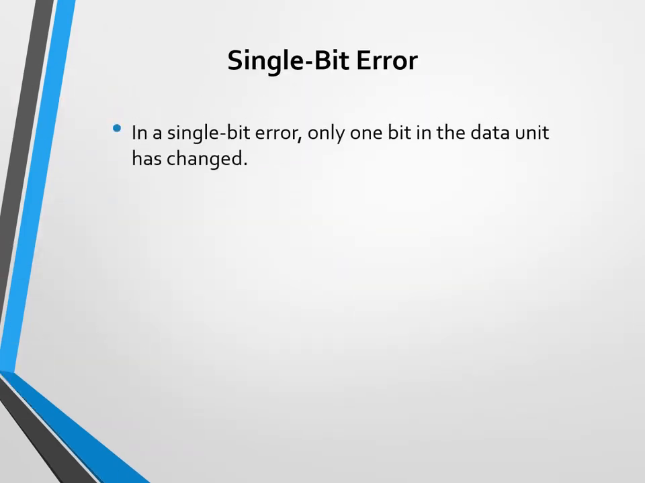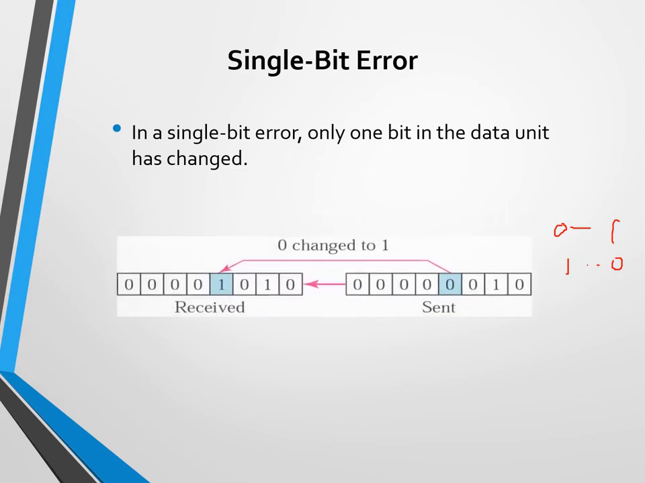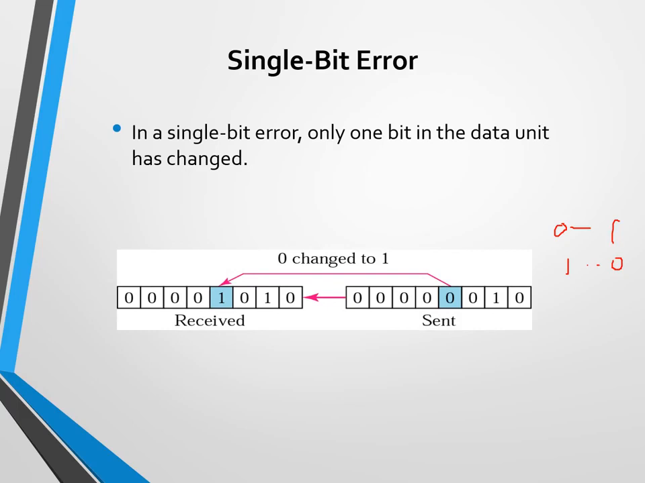Students, what kind of error is a single bit error? A zero is changed to one. Only a single bit error occurred. Zero is changed to one and one is changed to zero. Only one bit in the data unit has been changed. Here, only a zero can become one and a one can become zero. You can see that the data that was sent was 0 0 0 0 0 0 1 0, and in the data that is received, only this zero bit has been changed to one. So zero changed to one over here.